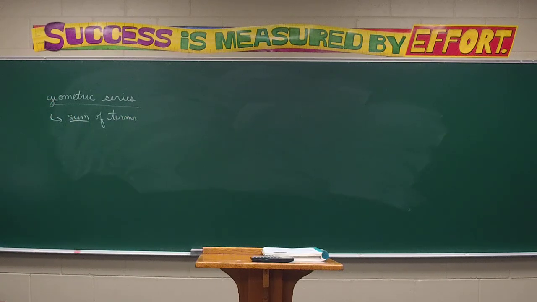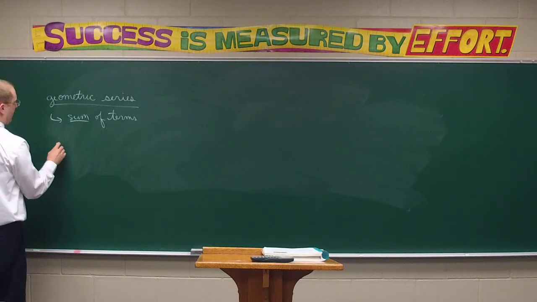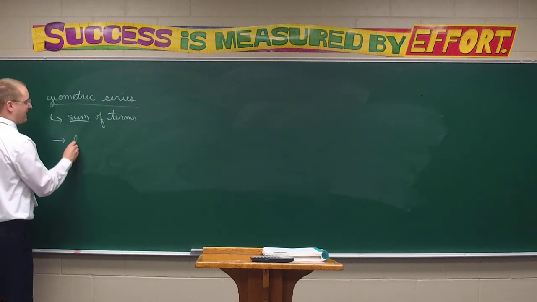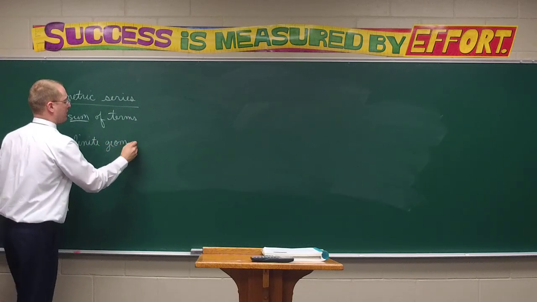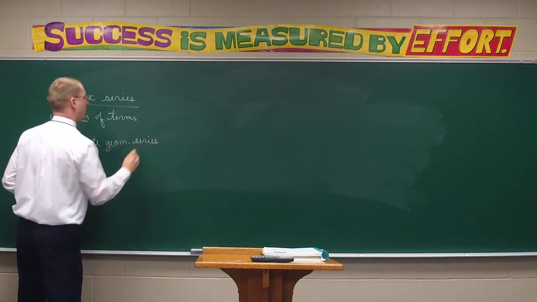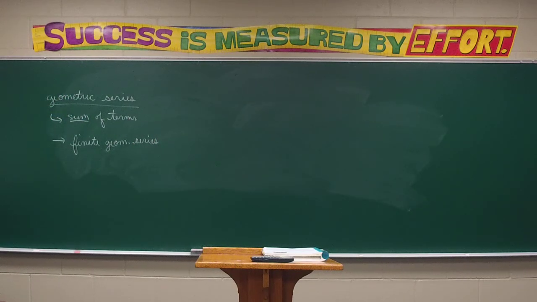Now, we're going to look at a couple of different ways to approach the geometric series. The easiest, though, is what we're going to look at first today, and that's what we call a finite geometric series. A finite geometric series assumes there is a predefined number of terms that we are going to find the sum of.